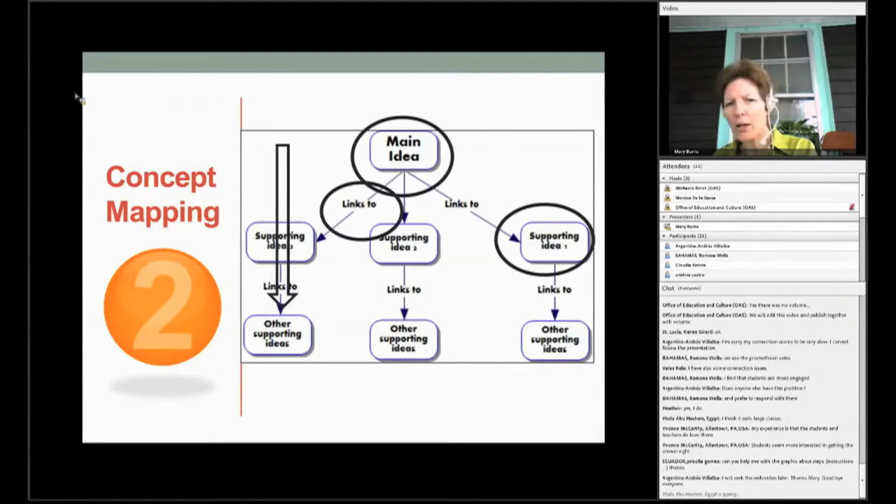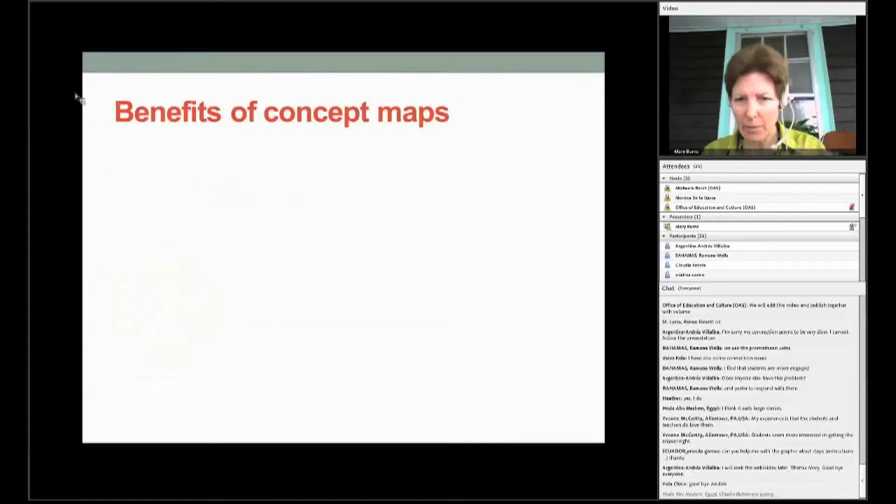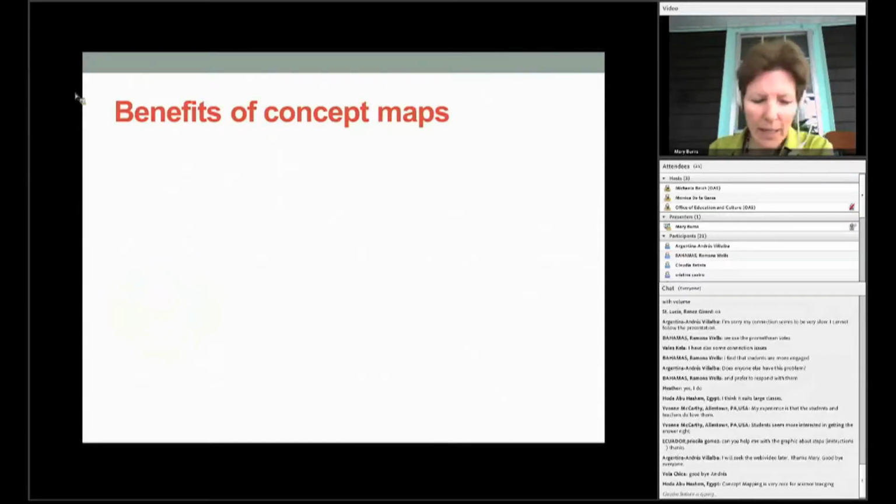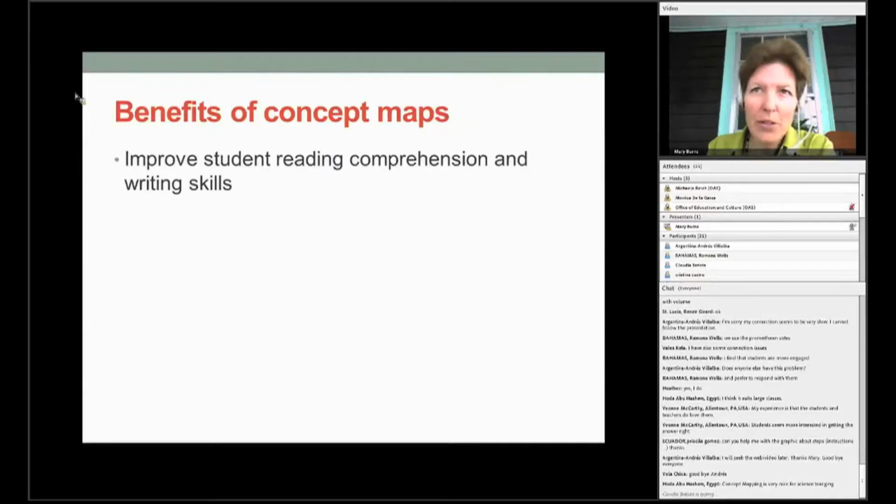And concept maps are often, although they're not always, hierarchical. And all the ideas are connected through links. And as we can see right here, a concept map is very analytical because it goes from a very big idea to smaller and smaller and smaller sub-ideas. So concept maps are just a great learning tool. And they have a ton of research showing their benefits on student learning.